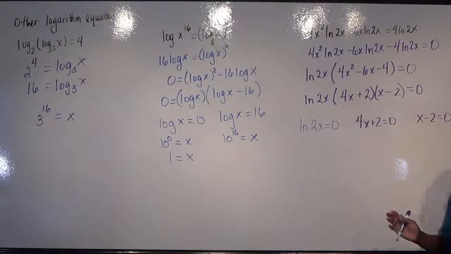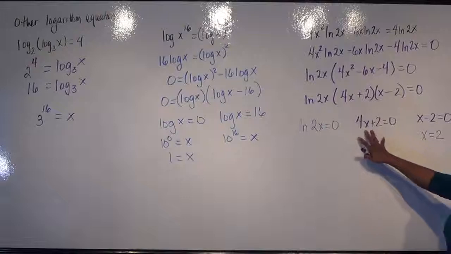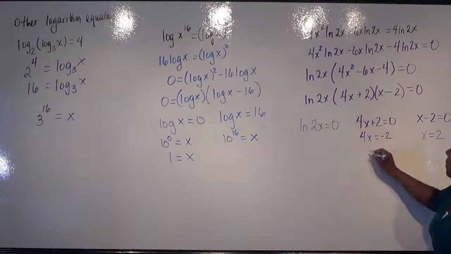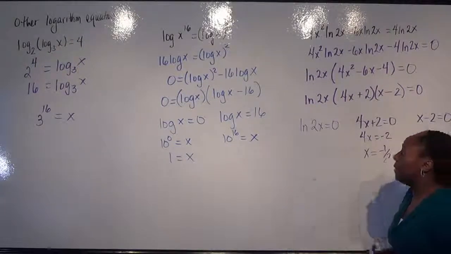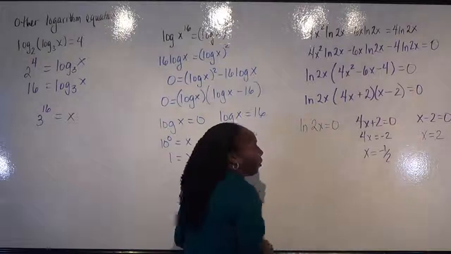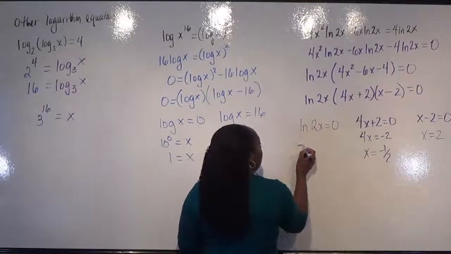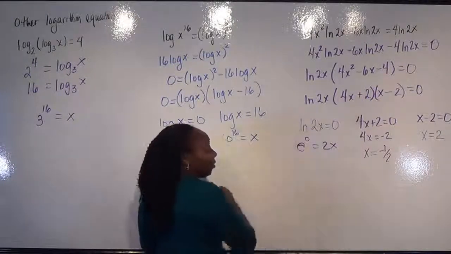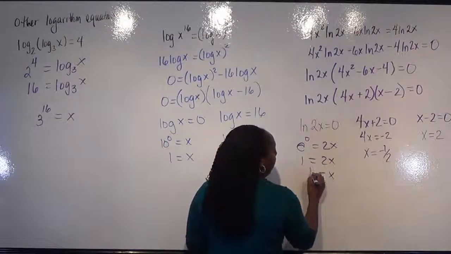These last two are just linear, so we can see x will equal 2 from this last one. Here, moving the 2 over and dividing out by 4, we'll get a negative 1/2. Over here, we're back to our logarithm equaling a number. So our base here is e to the 0 will equal 2x. E to the 0 is just 1. So x will equal 1/2.